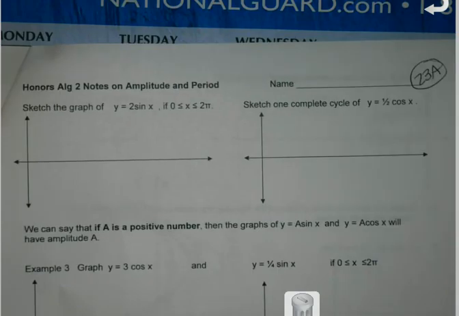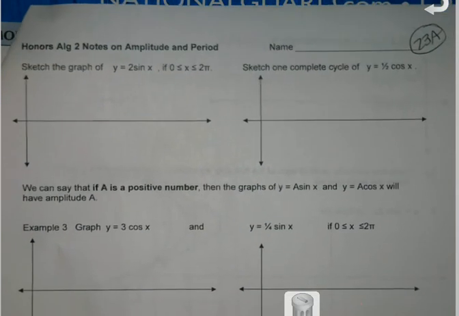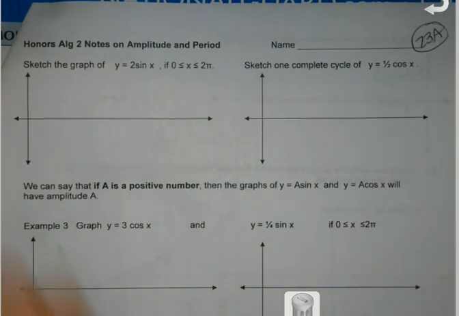So finally we get to do something. Okay. We get to do some graph sketching.